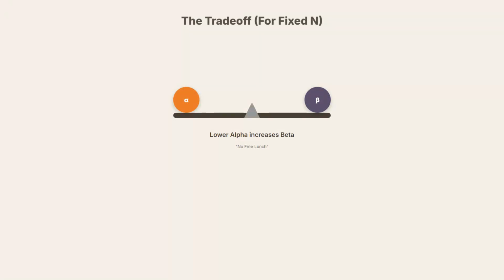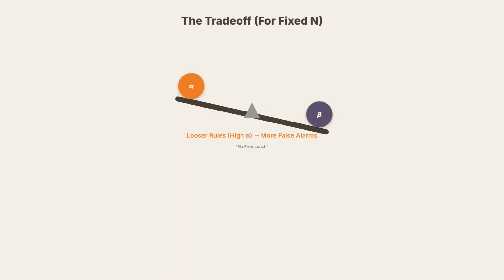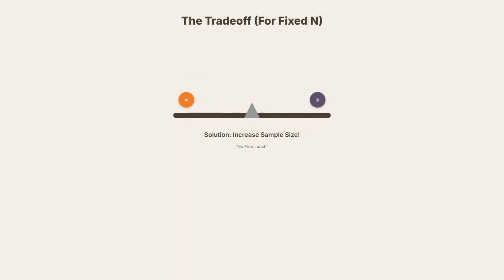Here's the hard truth. For a fixed sample size, you cannot fix both errors perfectly. It's a trade-off. If you make your strictness, alpha, very low to avoid false alarms, you inevitably increase your false negatives, beta. You play it so safe, you never ship anything. The only way to cheat this trade-off is to increase your sample size n. More data shrinks the noise, allowing you to have both low alpha and high power.